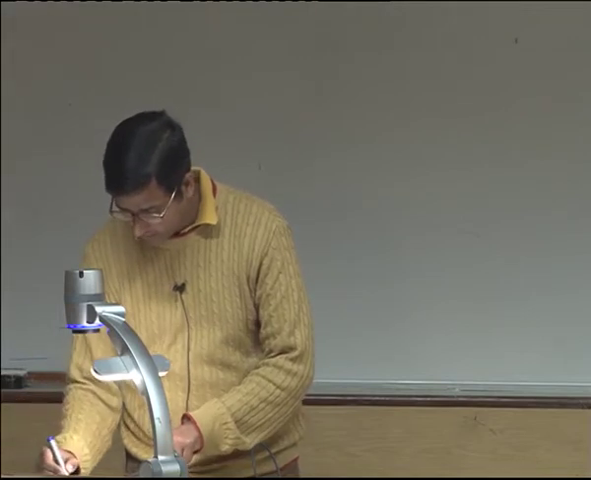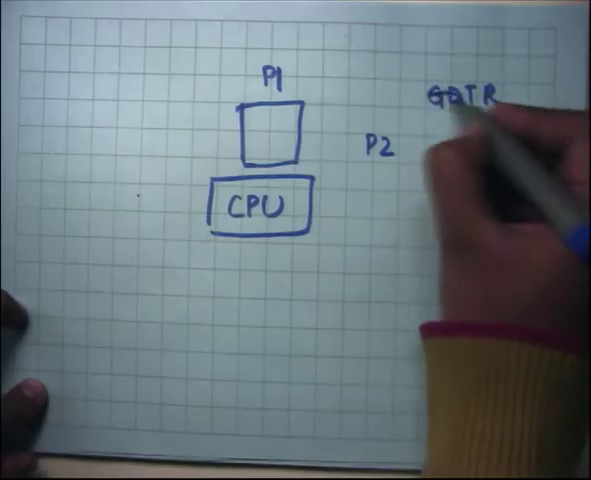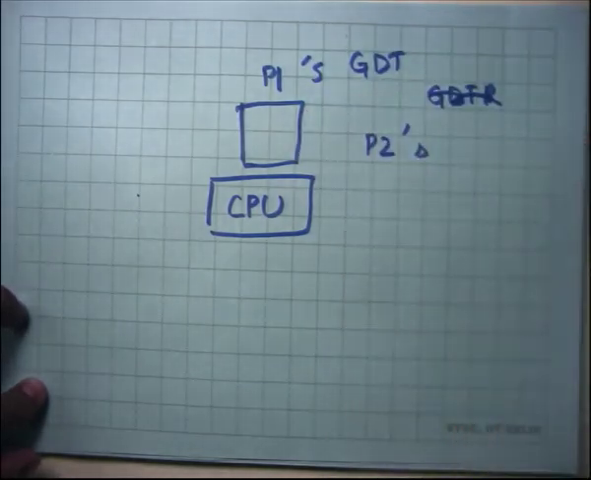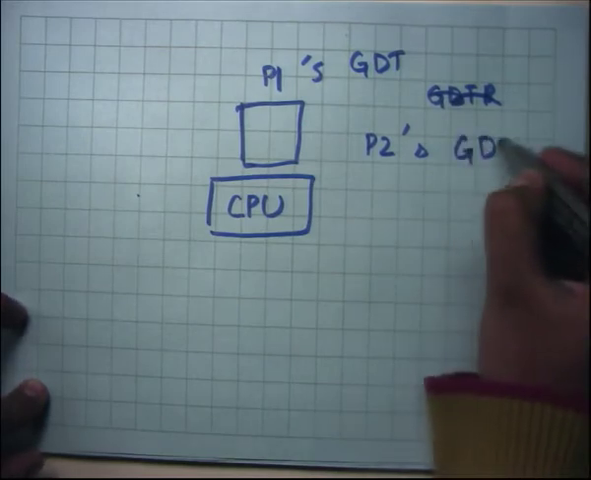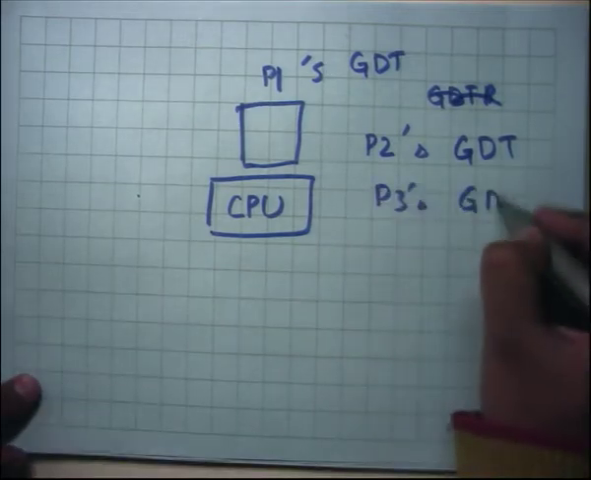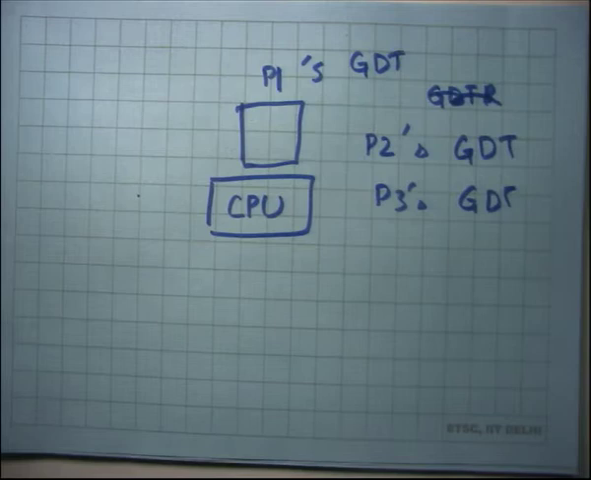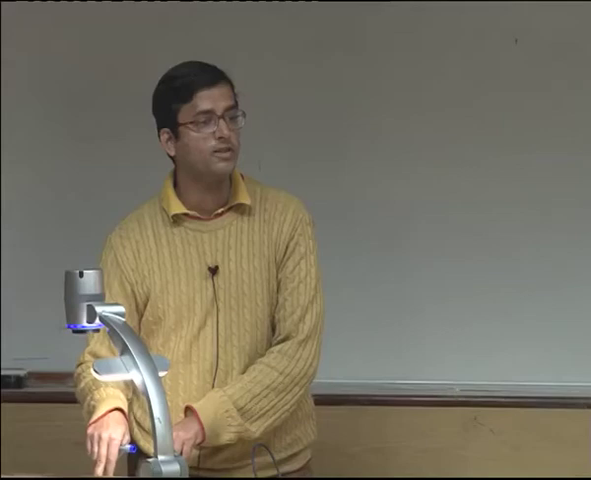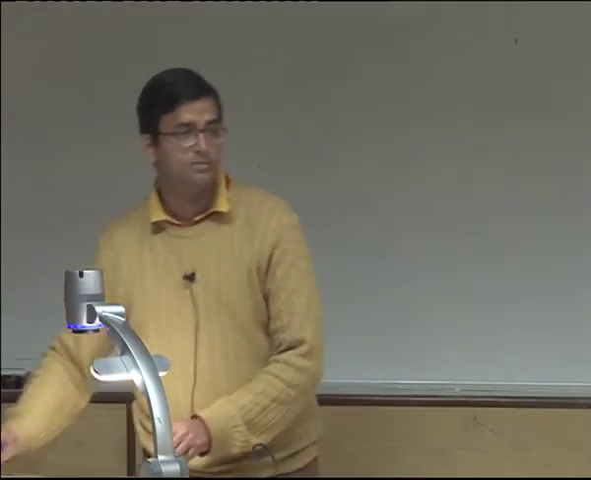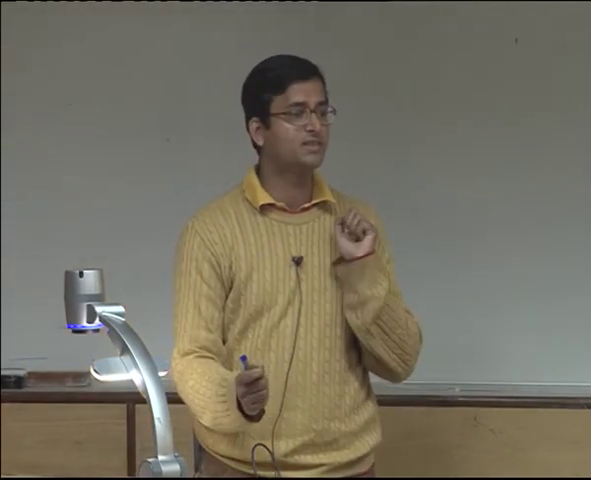So I could have another GDT. So I could have P1's GDT, P2's GDT, P3's GDT, and so on, right? So that's one way of doing it. And each time I decide which process is going to get to run on the CPU, I just switch the GDT, all right? So I switch the GDTR to that process's GDT.